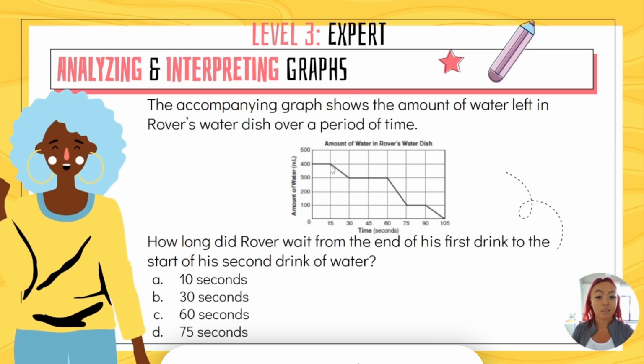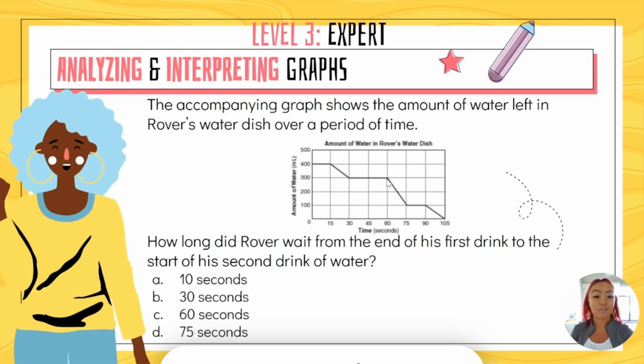But then at 15 seconds, the graph starts to decrease, which means the amount of water in his dish is decreasing, so between 15 and 30 seconds, Rover is drinking the water. So 15 to 30 seconds is his first drink, and it ends at 30 seconds. Because if we keep moving to the right, between 30 and 60 seconds, the amount of water in the dish is staying the same again. So Rover isn't drinking during this time.